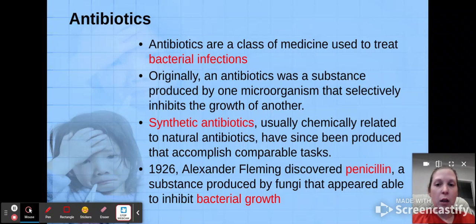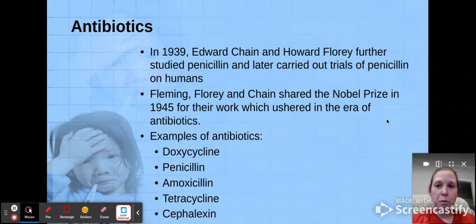In 1926, Alexander Fleming discovered penicillin, and we know that that is mold, right? And it's a substance produced by fungi that appeared able to inhibit bacterial growth. So in a lot of your antibiotics, you'll have some sort of fungal product. You can think penicillin, amoxicillin, that cillin ending right there is kind of what you look for.